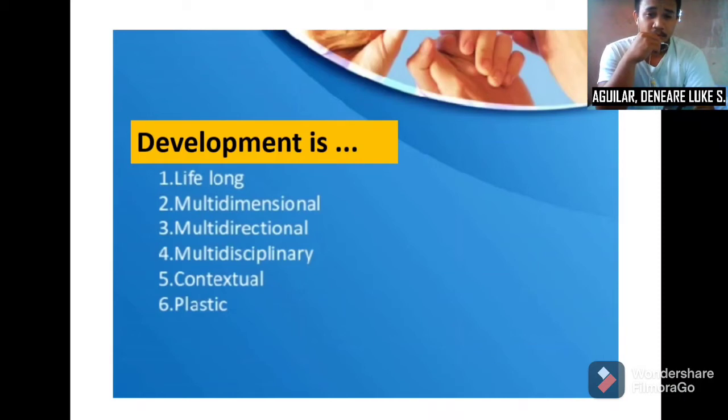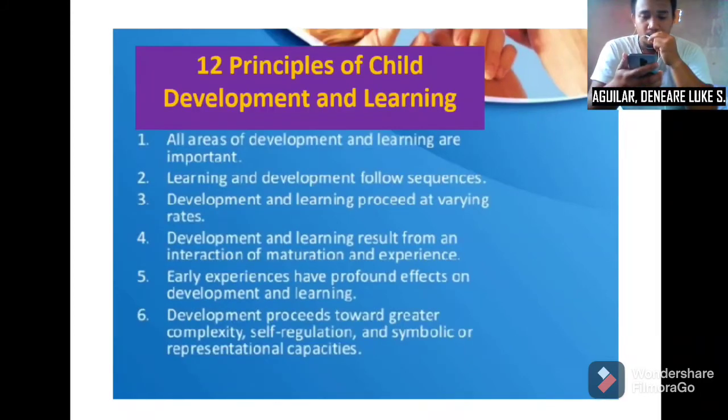Number 2, multidimensional. Development consists of biological, cognitive, and socio-emotional dimensions. Number 3, multidirectional. It can involve both loss and growth. Number 4, multidisciplinary. Development can be studied by multiple disciplines. Number 5, contextual. Development occurs within a setting. Number 6, plastic. Plastic means capacity for change.